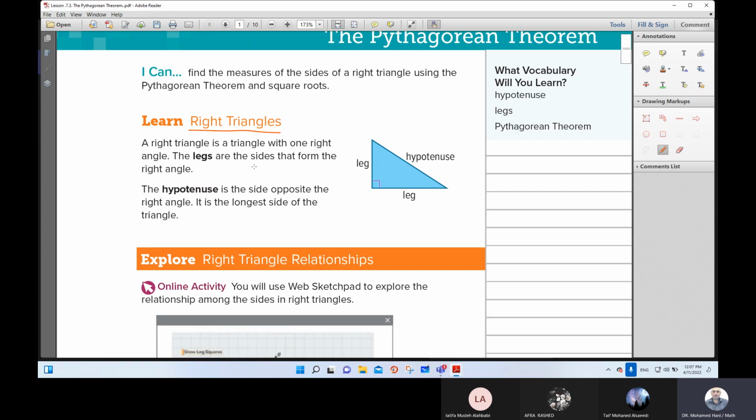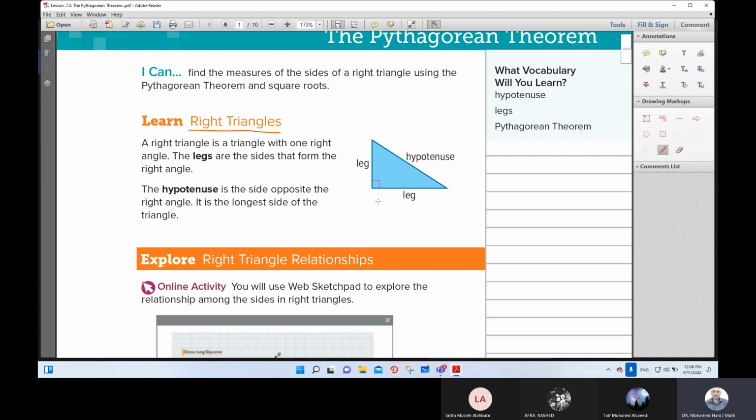The legs are the sides that form the right angle. This side is called a leg, and this side is also a leg. As you see, the right angle is between the two legs. The hypotenuse is the side opposite the right angle and the longest side of the triangle. The name of this side is the hypotenuse, and it is the longest side in this triangle.